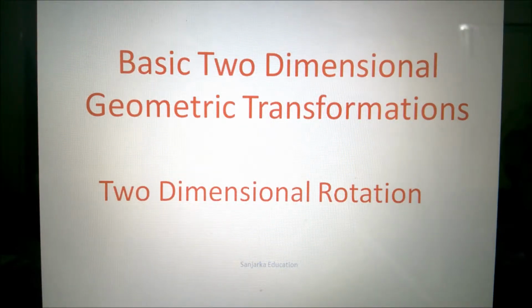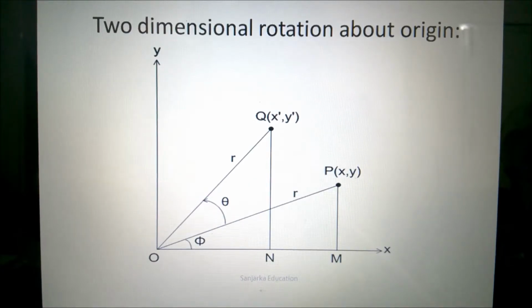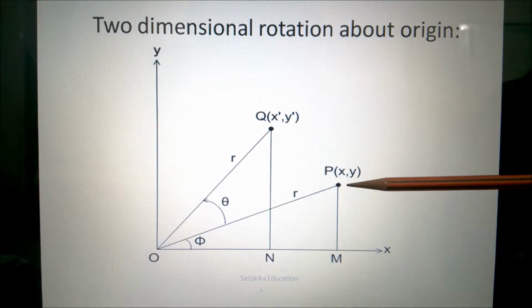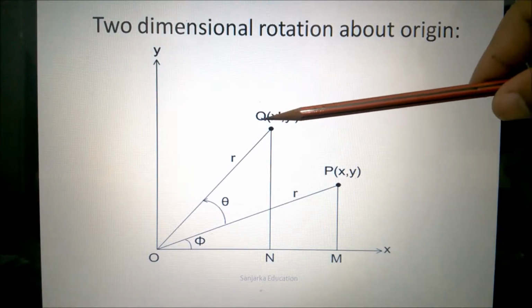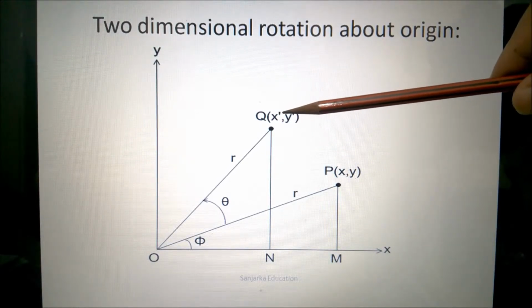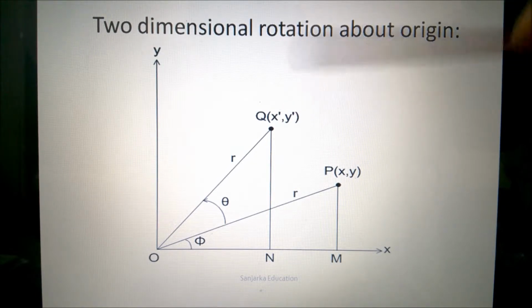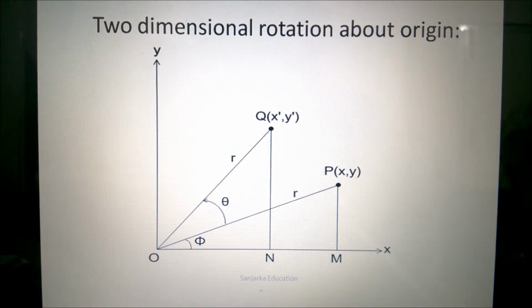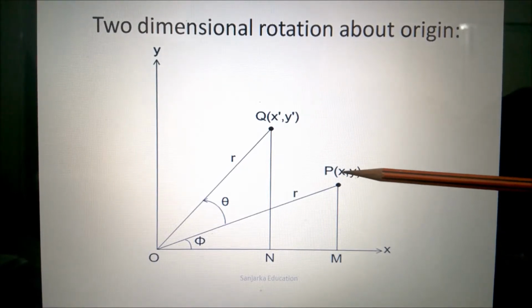Basic two-dimensional geometric transformations. In this, we'll discuss two-dimensional rotation. Now you can see here a point P whose coordinates are x and y. It has been moved to a new point Q whose coordinates are x dash and y dash after a rotation of angle theta.